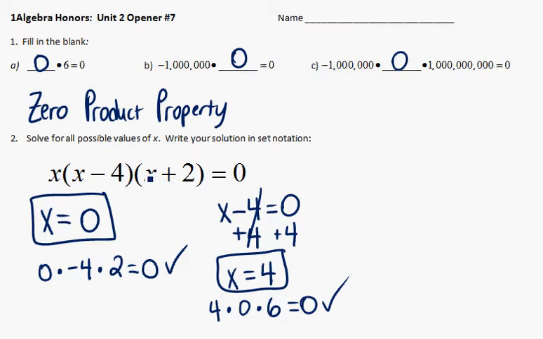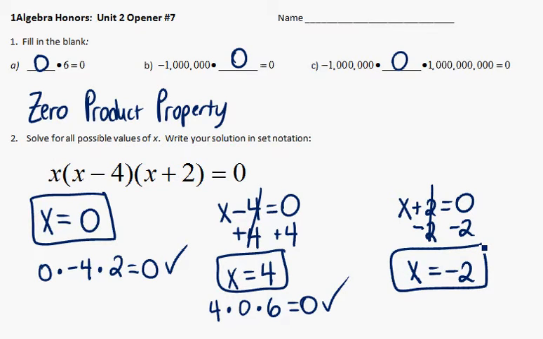Finally, let's do the same thing and set that last factor, x plus 2, equal to 0. Since I'm adding 2 to x, I need to do the inverse operation of addition, which is subtraction, and subtract 2 from both sides of my equation. What I'm left with is x equals negative 2. So let's substitute negative 2 back into our equation and make sure that that holds true as well. So I have negative 2 times negative 2 minus 4, which is negative 6, times negative 2 plus 2, which is 0, and negative 2 times negative 6 times 0 does, in fact, give me 0.